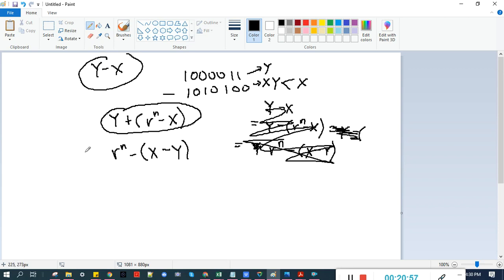The result of this is y plus r to the n minus x, or we are rearranging, we get r to the n minus x. Then we put y inside the parentheses, so it becomes negative y. If we distribute the sign, negative times negative is still positive y. So this will be the result, but what we want to obtain is y minus x.